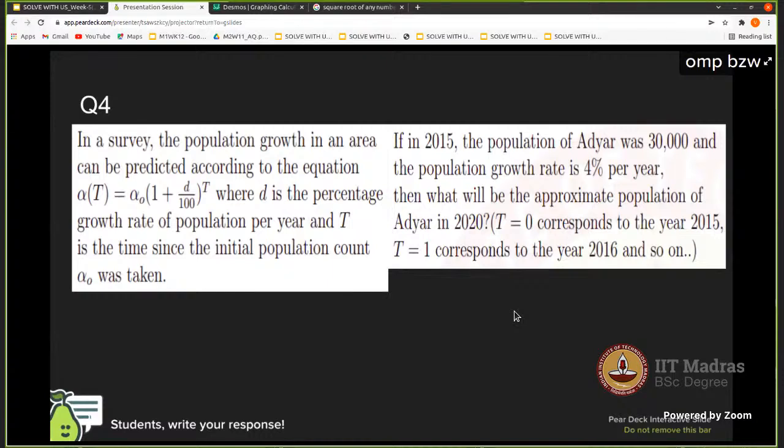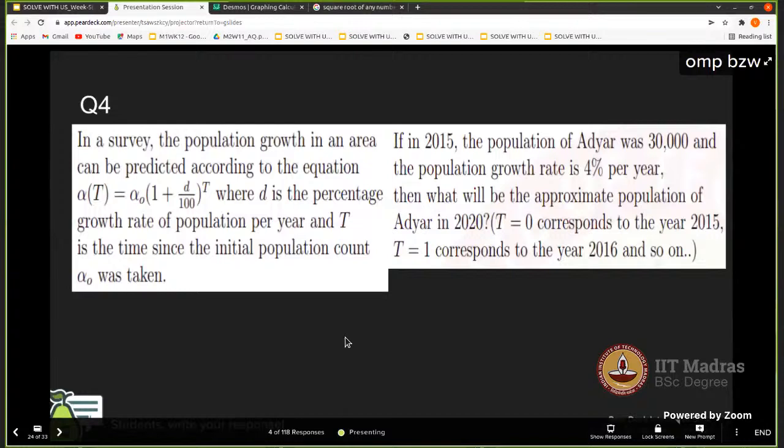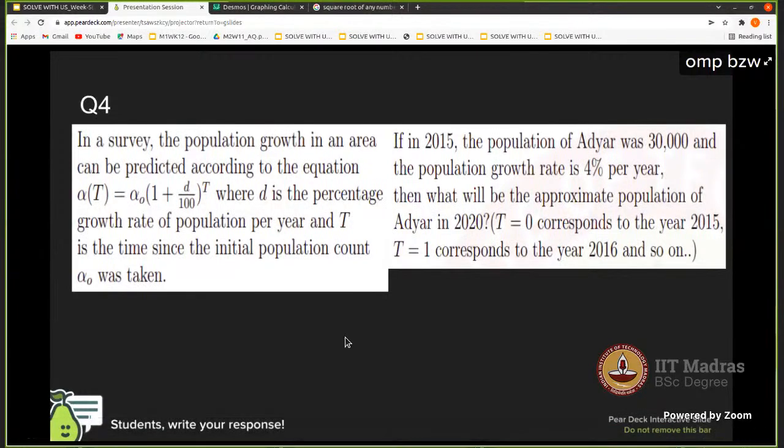So you have the value of alpha naught, you have the value of d, you have the value of t. So substitute, just find the value. These are just a few questions which involve some calculation. No need of thinking anything. Just identify what is what: what is d, what is t, and what is alpha naught. Just substitute. And again, I need the approximate population. No need to be accurate.